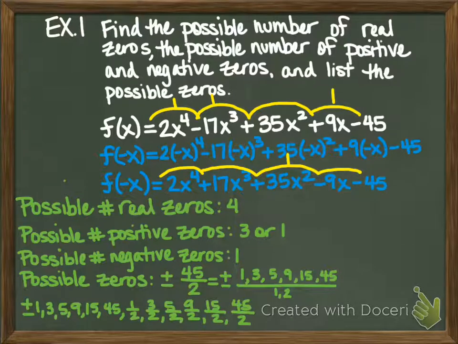That doesn't mean these are the solutions. These are the numbers that I could try using synthetic division and see which ones work. Okay, so for this problem, that's all we wanted to find out: how many positives and negatives, and then what are the possible ones.